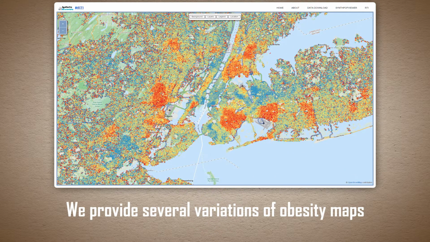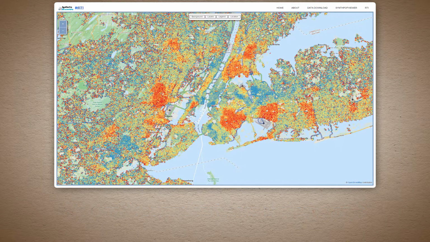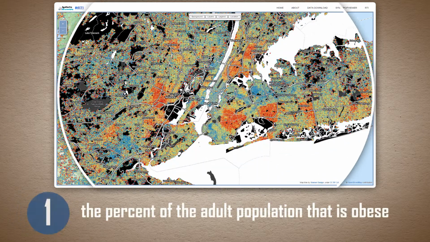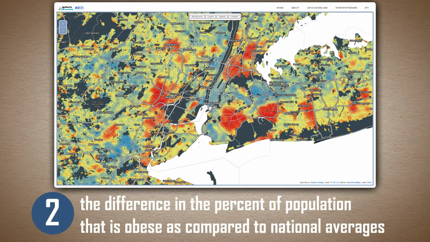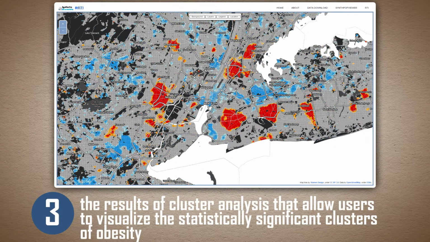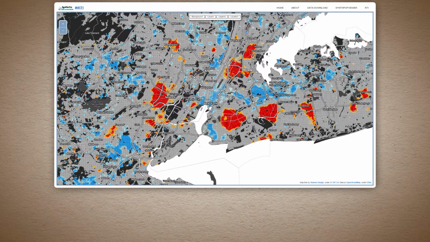We provide several variations of obesity maps and data in our submission, allowing users to observe the percent of the adult population that is obese, the difference in the percent of population that is obese compared to the national averages, and the results of cluster analyses that allow users to visualize the statistically significant clusters of obesity.